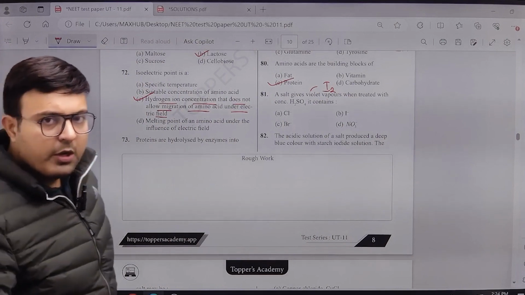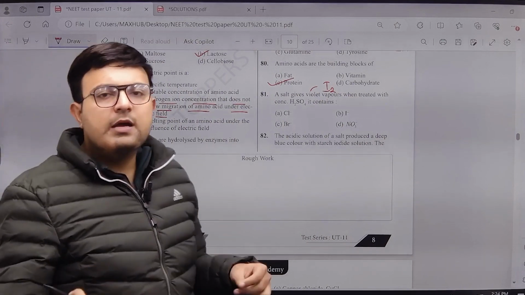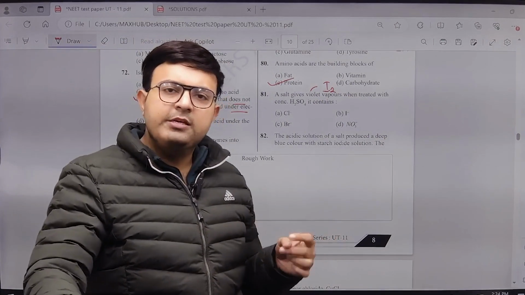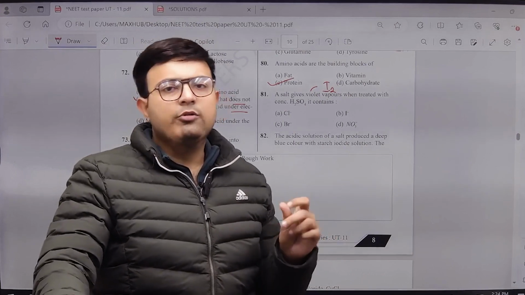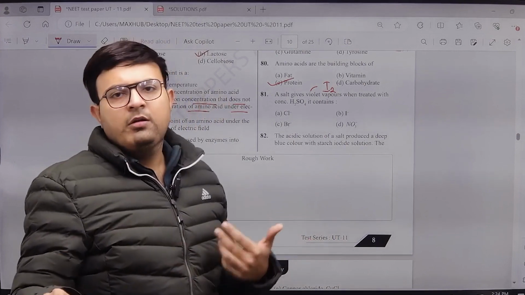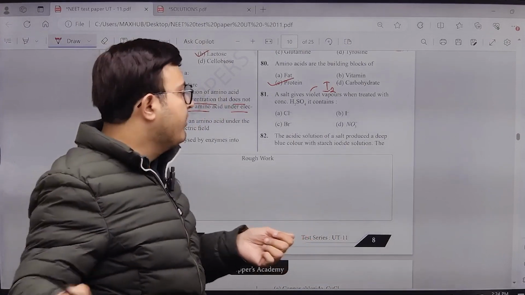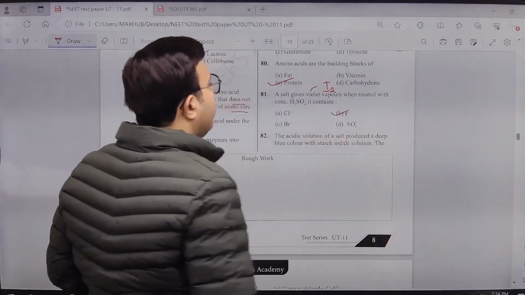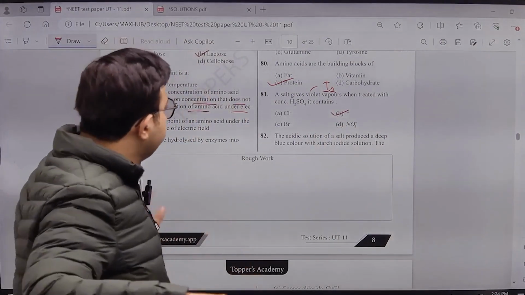So what I was saying, that violet vapors are of iodine. So whenever you see a color written violet, you'll go for direct iodide, because iodide on oxidation will give you iodine gas. So iodide is the correct answer.